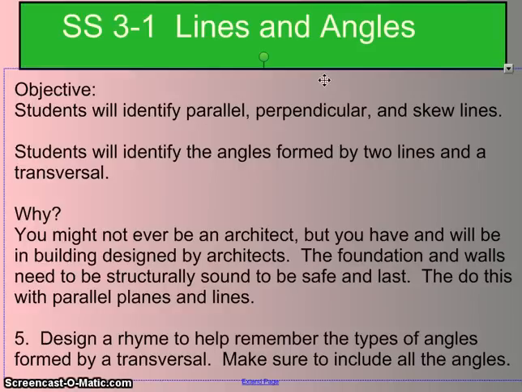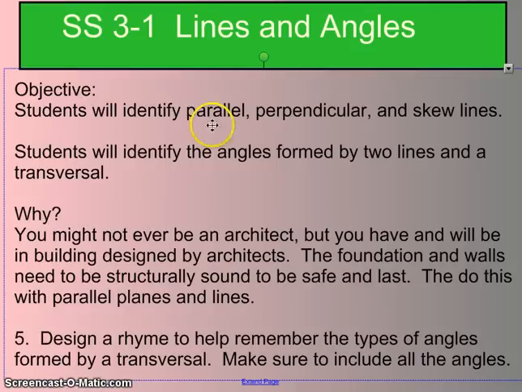I'm going to start this one off with a little rhyme, so if you guys could go ahead and drop me a beat. Section 3.1, angles and lines. They would parallel, perpendicular, and skew lines. How you like them rhymes? I'm just kidding, I can't really do that.